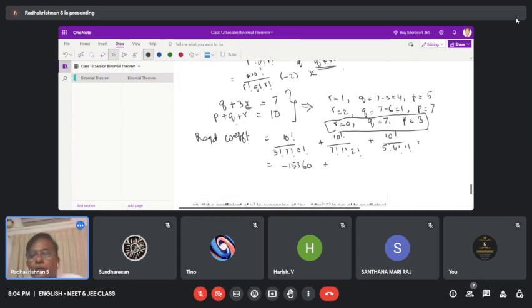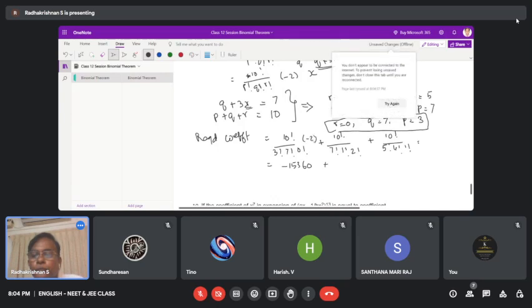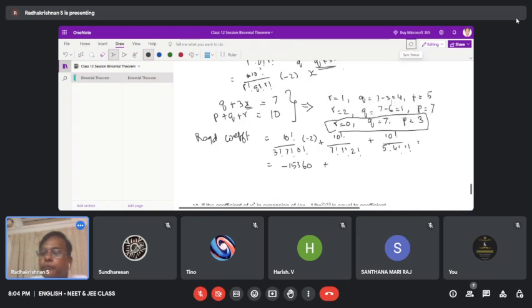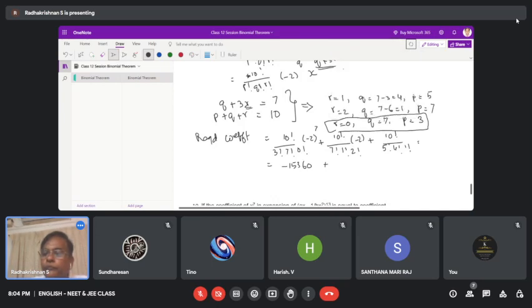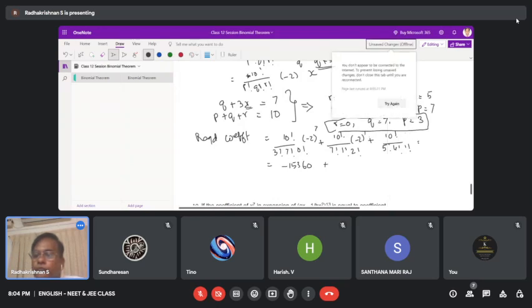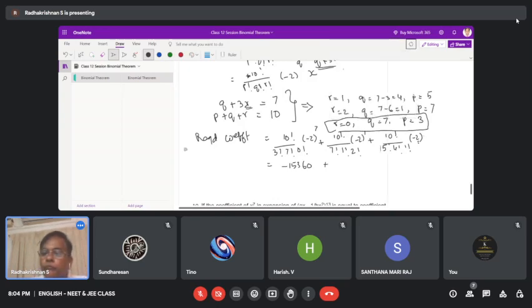So I left out one thing here. The coefficient is 10 factorial by P factorial, Q factorial, R factorial into minus 2 to the power of Q. Here what is the value of Q in this case? 7. Here it is minus 2 to the power of 7. And here 5 and 4, so Q is 4.